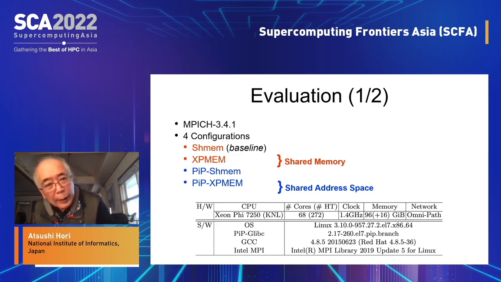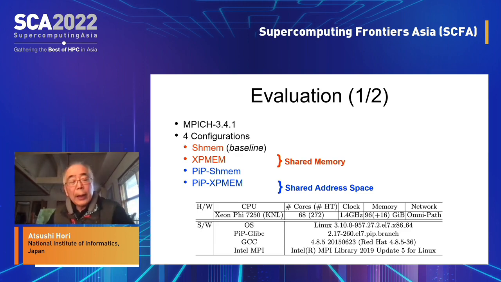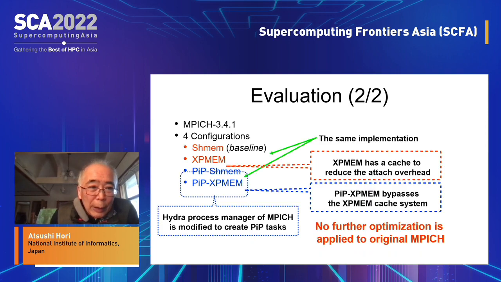PIP shmem is the PIP version of shmem, but the MPI is the same. The difference between PIP shmem and shmem is that with PIP shmem the MPI processes run as PIP tasks. So we modified the MPICH Hydra process manager to create PIP tasks instead of using fork and exec to create processes. So PIP shmem and shmem are basically the same.